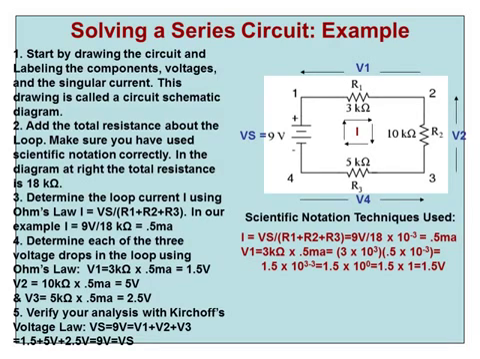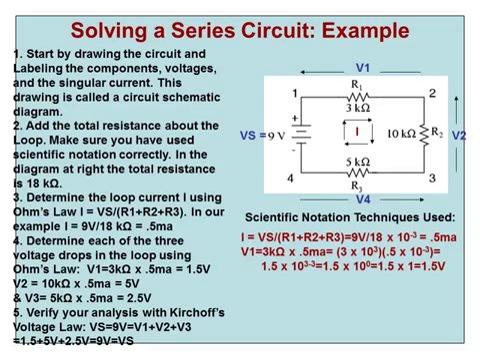Solving a series circuit. Here's an example. Start by drawing the circuit and labeling the component voltages and the singular current. This drawing is called a circuit schematic diagram. Add the total resistance about the loop. Make sure you have used scientific notation correctly. In the diagram at right, the total resistance is 18 kiloohms.